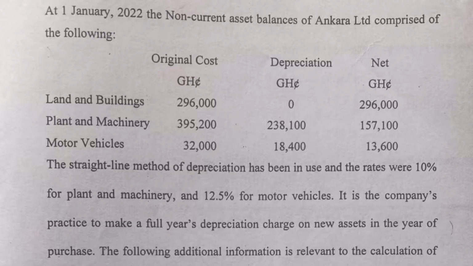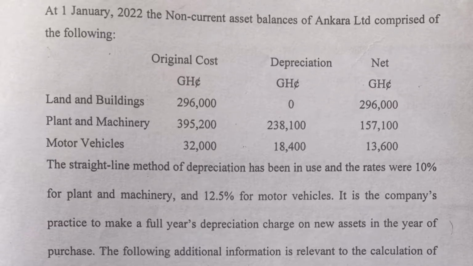Plant and machinery, 395,200 cost, 238,100 depreciation, 157,100 carrying amount or net book value. Motor vehicles, 32,000 cost, 18,400 depreciation, and 13,600 as the net.